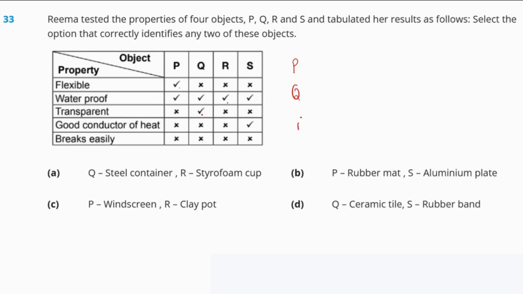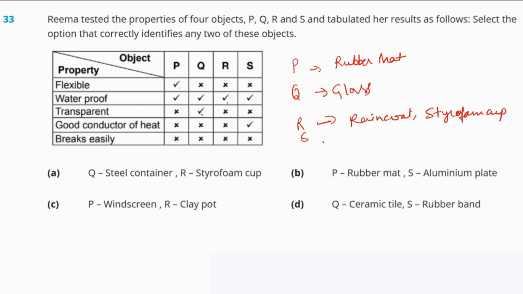So I will write here what it could be. P could be your rubber mat because it is flexible. Q would be your glass. R would be your raincoat or styrofoam cup, right? And S can be any metal thing. So in this case, aluminium plate. So my answer would be option number B here.